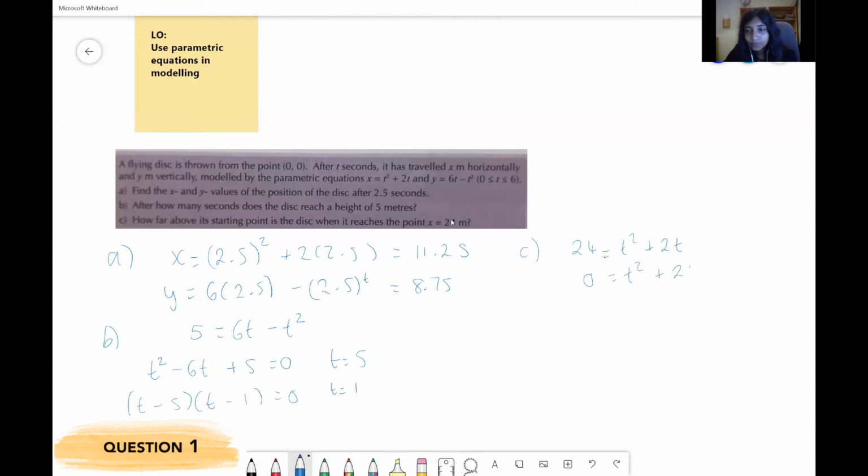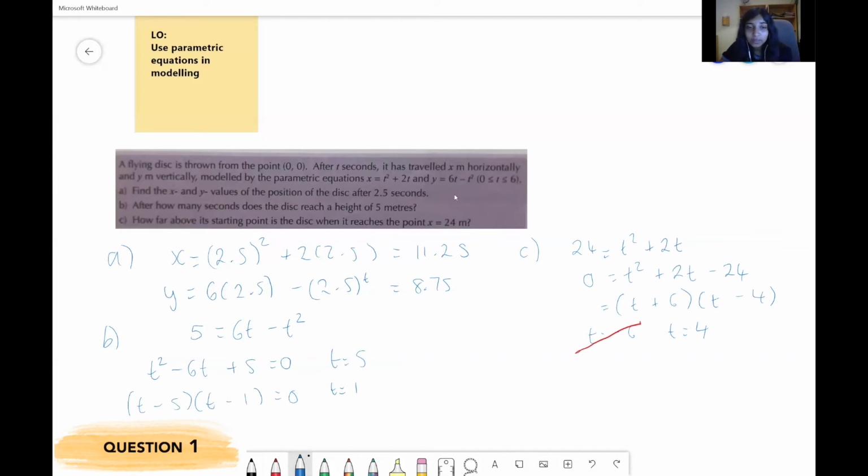Then we can factorise this to have t plus 6 and t minus 4. So we'd have t equals minus 6 and t is equal to 4. But over here it says that t can only be in between 0 and 6. So we can disregard the option t is equal to minus 6. So we just have after 4 seconds, it has reached a distance of 24 meters in the x direction.